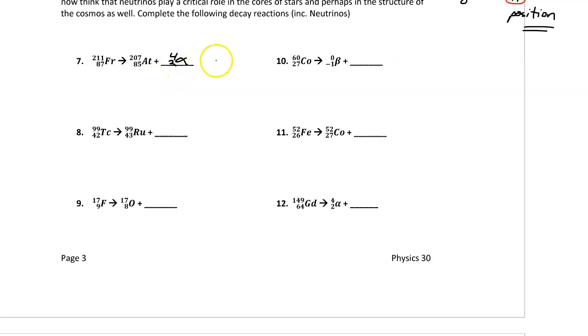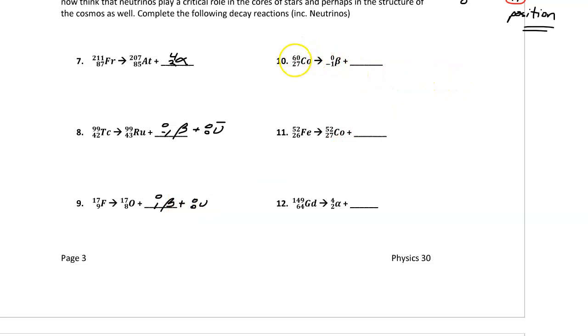Because this is alpha decay, no neutrinos. Here, 99 and becomes 99 and 0. 42 becomes 43 and negative 1, so they balance to 42 and 42 afterwards. And so this is a beta negative decay. And because it's a beta negative decay, we also include the antineutrino. Taking a look at number 9, 17 and 17, 0, 9 becomes 8 and positive 1, so we've got 9 and 9. Beta decay and regular neutrino.